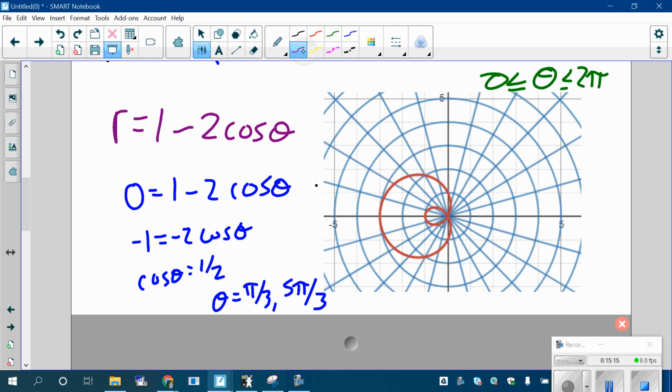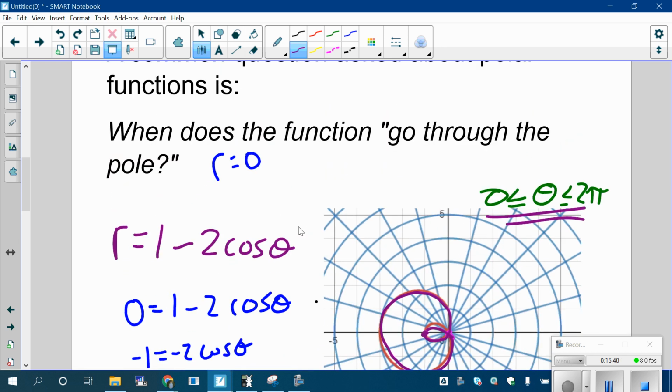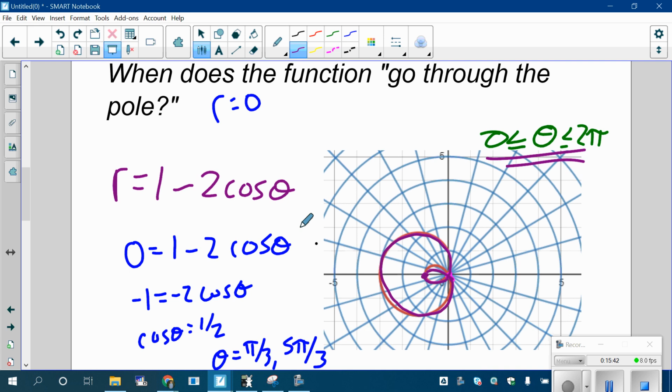So if you actually graphed this, when theta is 0, you're right here, and then you go around. When theta is pi thirds, it goes through the pole, smashes through the origin. Theta keeps getting bigger, you keep going around, and then at 5 pi thirds, it smashes through the pole again. So between 0 and 2 pi, there are 2 theta values where this function goes through the pole. Again, you figure out where a polar function goes through the pole by setting r equals 0.